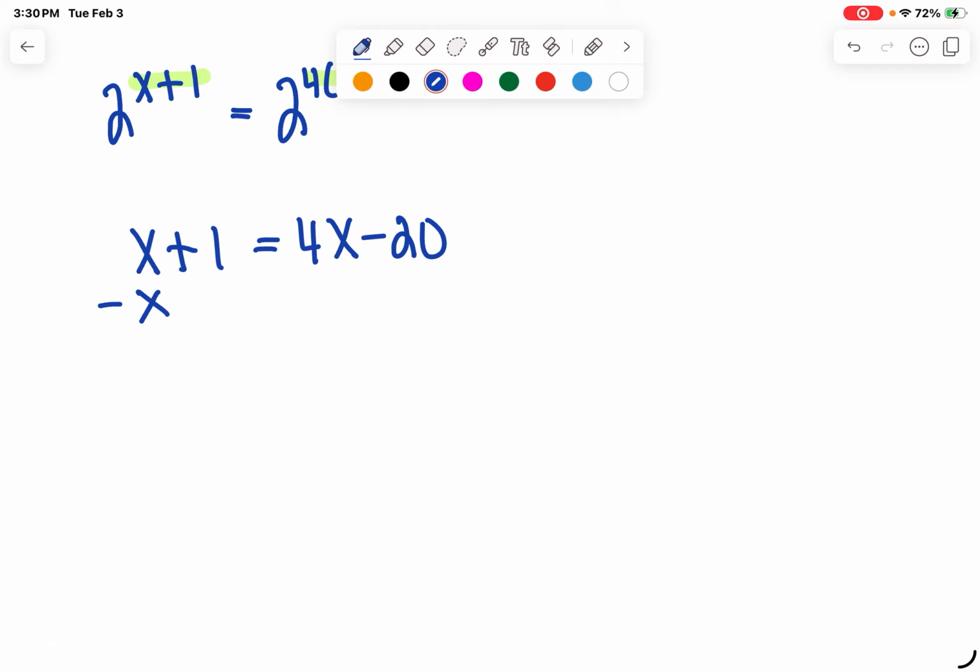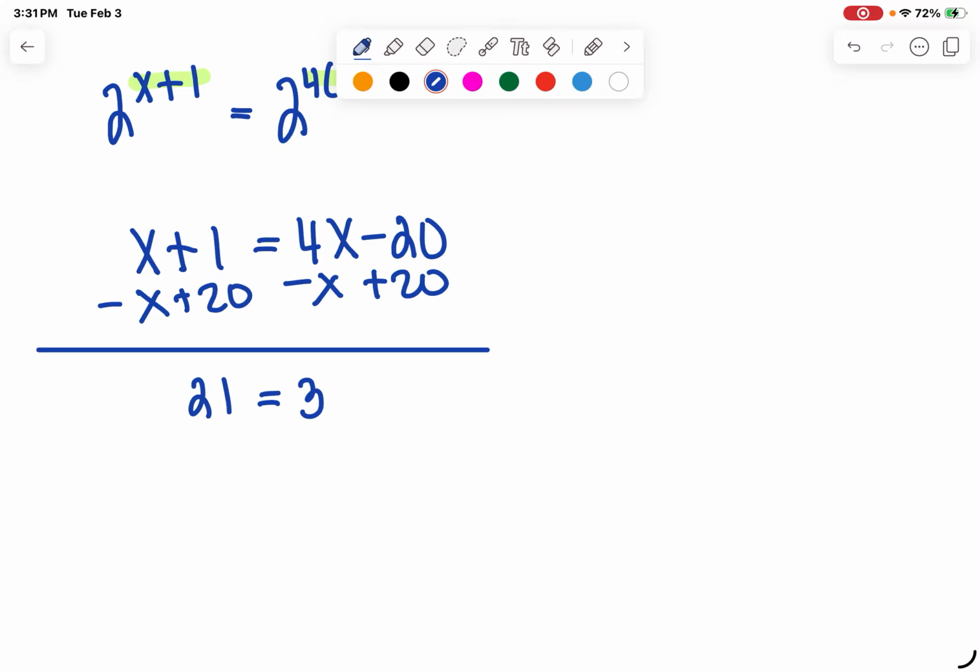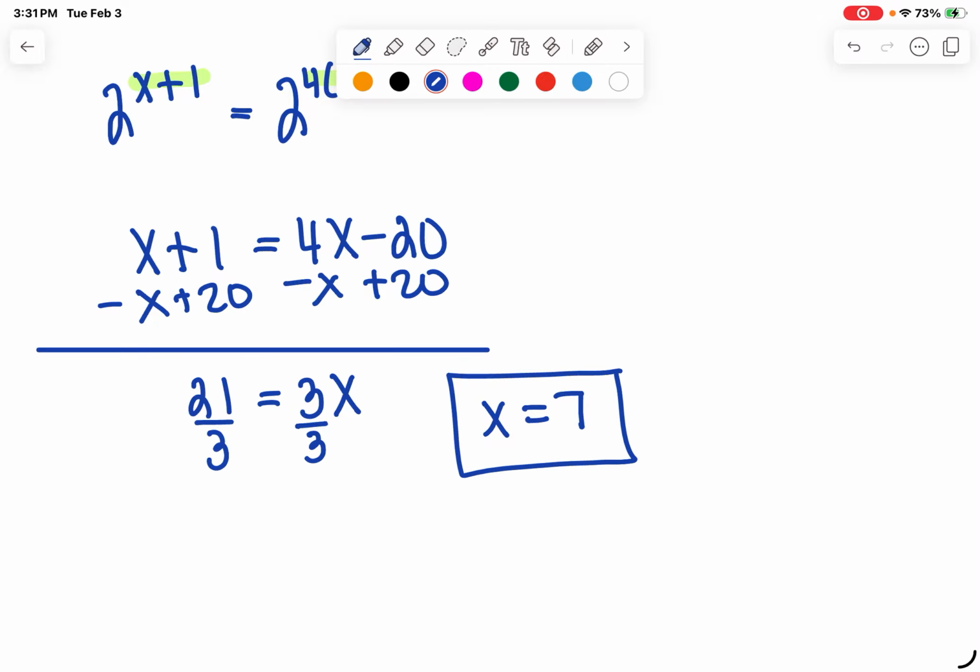Subtract x from both sides. Add 20 to both sides. We have 21 is equal to 3x. Divide by 3. X is equal to 7. Voila.